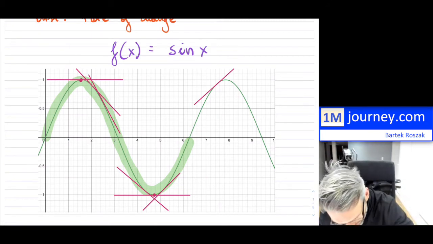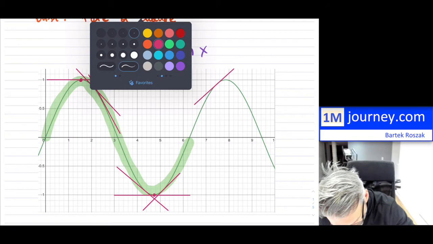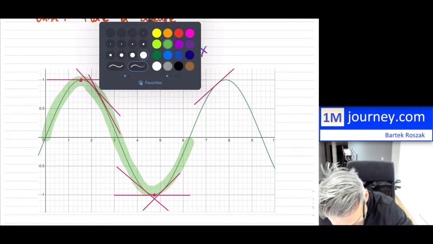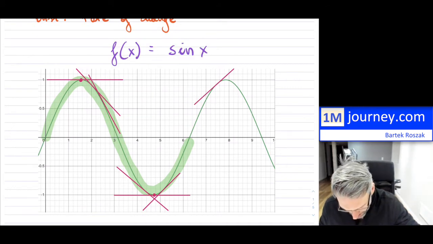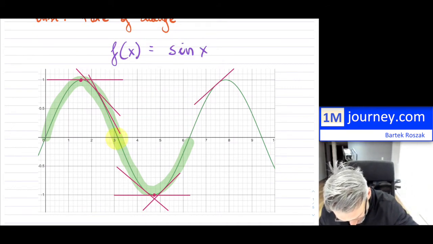So if I'm going to change the color right here, I'll try to write it out for us, and then also highlight it maybe. So the maximum point is going to be happening basically right here.